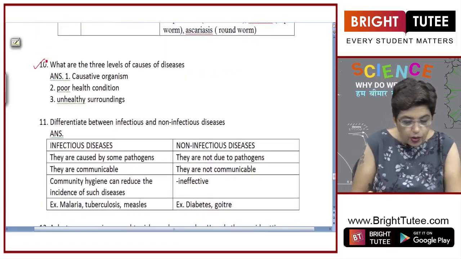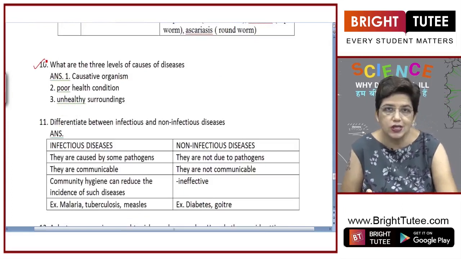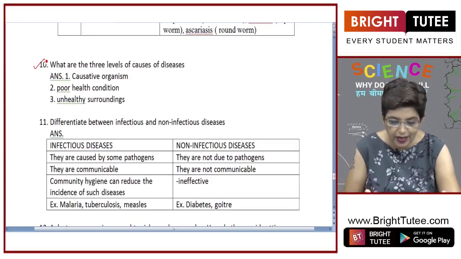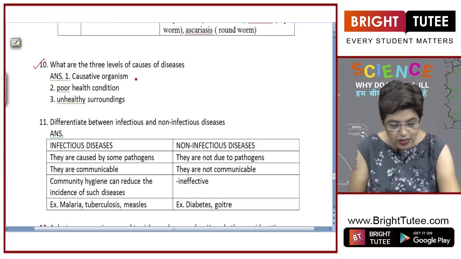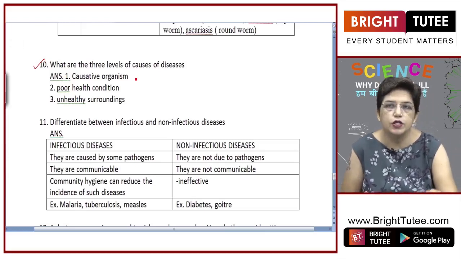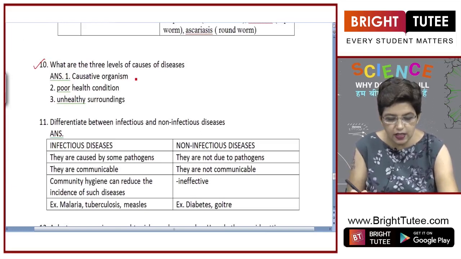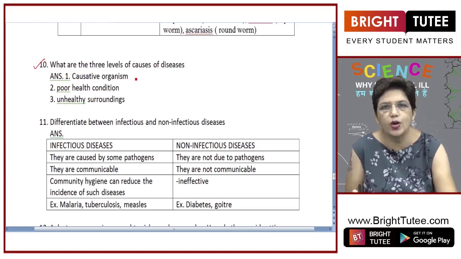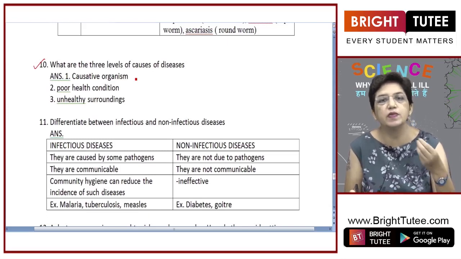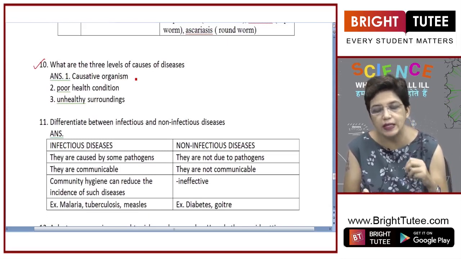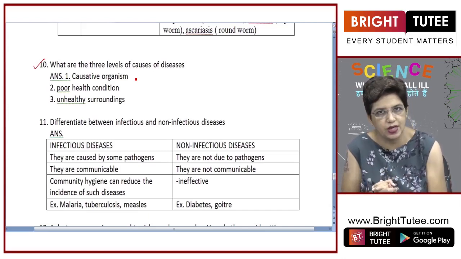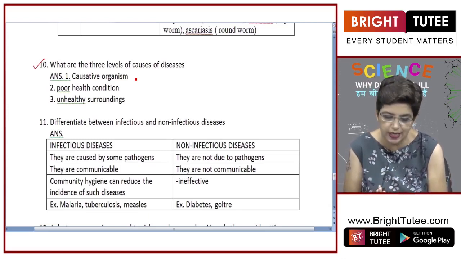Next question. What are the 3 levels of causes of disease? We can divide the causes of disease into 3 categories. First is the causative organism. As I just discussed in the previous question, bacteria or virus or protozoa, any kind of causative organism, if it enters the body of a healthy person, it grows, it multiplies and affects the tissues and the organs and leads to diseases.